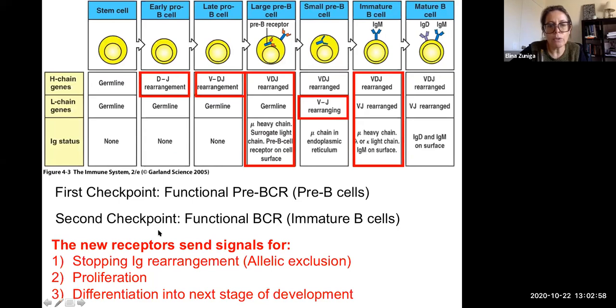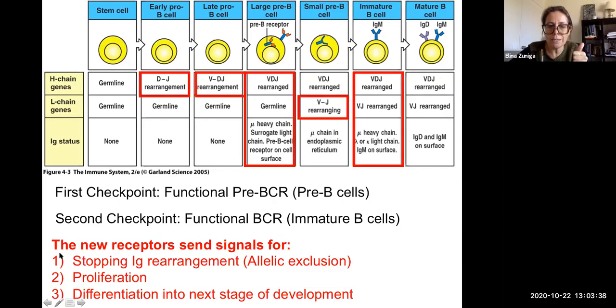So the new receptors that are formed, the pre-BCR at the end of the pro-B cell and in the transition between pro-B cell and pre-B cell, and the functional BCR in the transition between pre-B cell and immature B cell, will send signals when they are expressed. These signals will result in three outcomes that it's very important for you to remember.